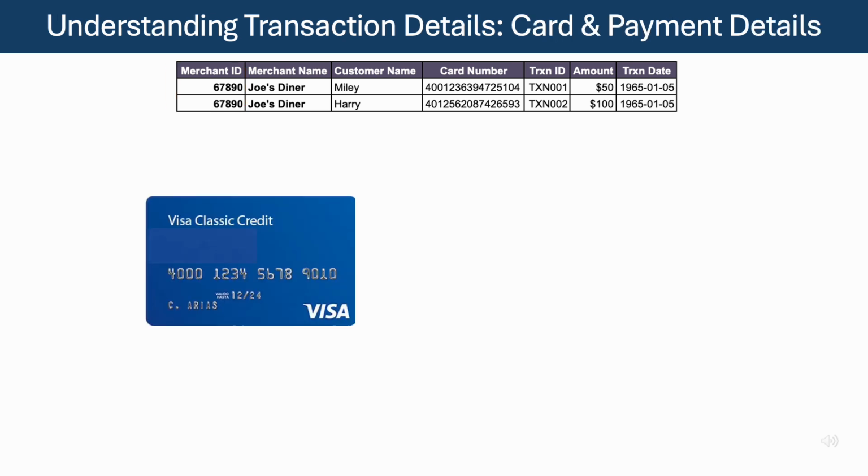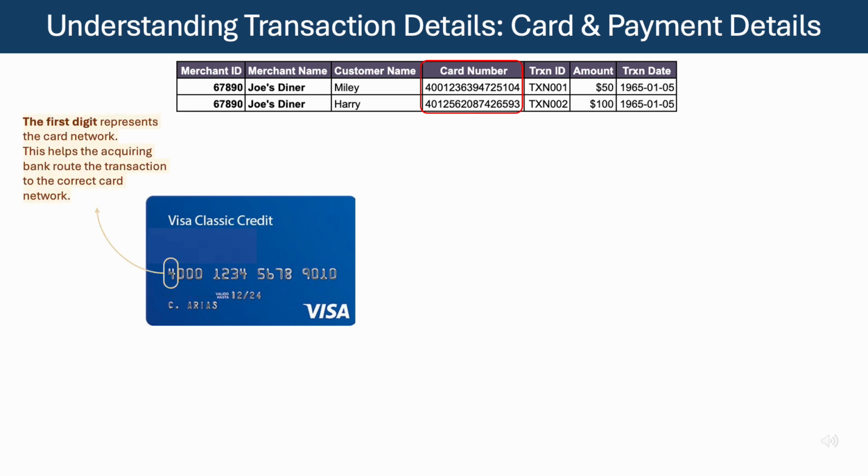Next, let's look at the card details. If you were like me before diving into this topic, you might assume the card number simply identifies your account at the bank, right? Well, much like a Swiss Army knife, this single number holds multiple functions. Here are 4 key roles it plays.